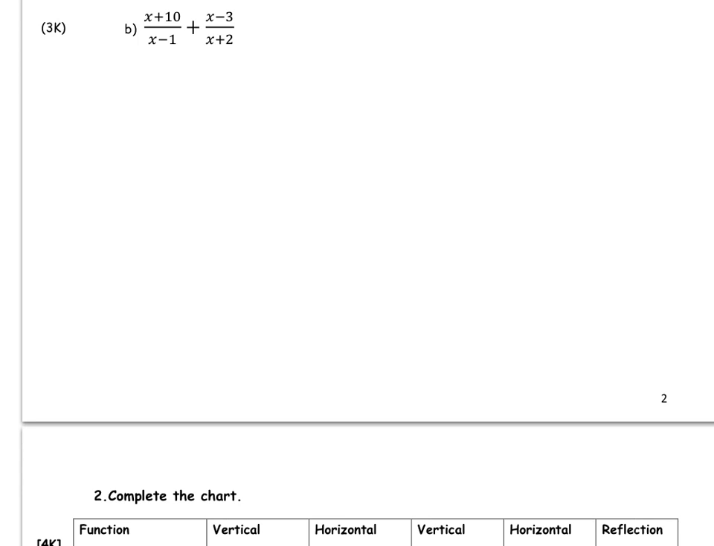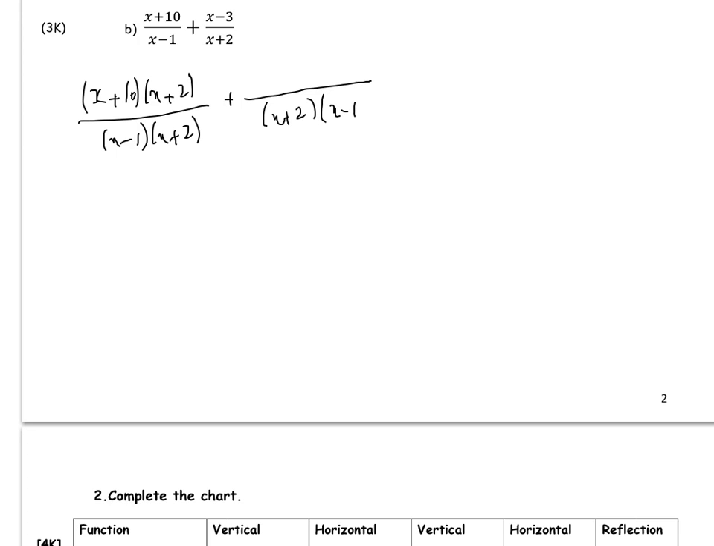The next question is about simplifying x plus 10 over x minus 1 plus x minus 3 over x plus 2. I'm going to get the common denominator. The common denominator is going to be x minus 1 times x plus 2. So the first fraction, I'm going to multiply numerator and denominator by x plus 2. And the second fraction, I'm going to multiply the numerator and denominator by x minus 1. So x minus 3, x minus 1.